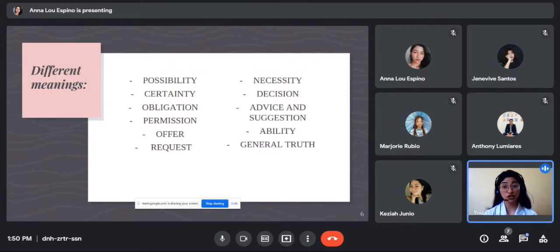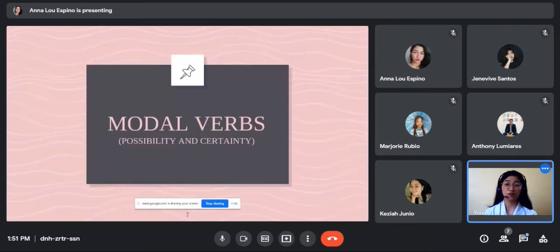Apparently, modal verbs may have different meanings, which are what I have listed here. You can see many purposes, right? Among all of these, which are possibility, certainty, obligation, permission, offer, request, necessity, decision, advice and suggestion, ability, general truth, we are going to focus today on the modal verbs for possibility and certainty.